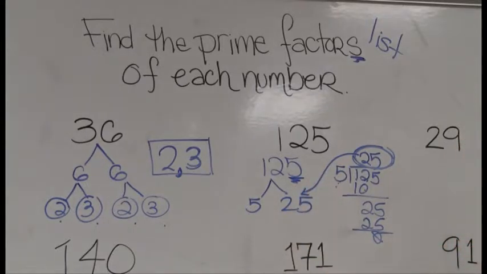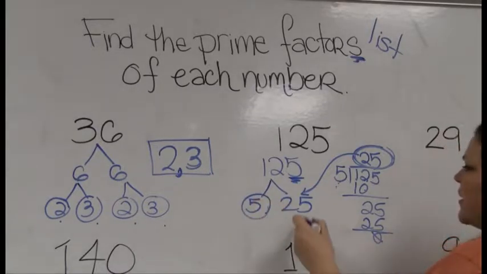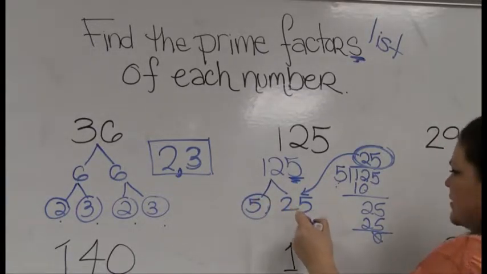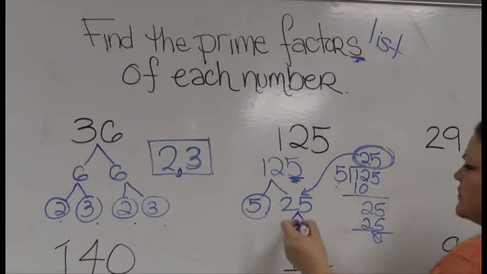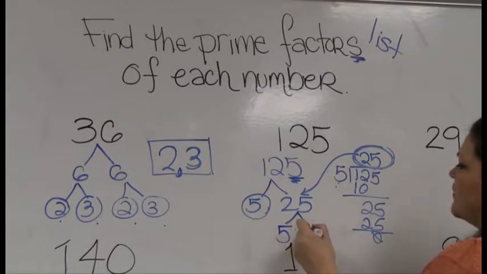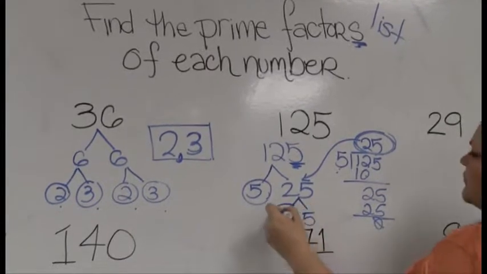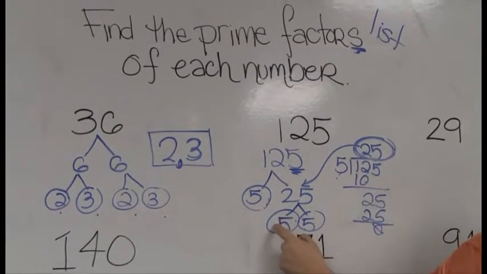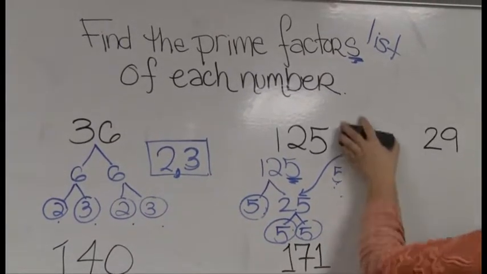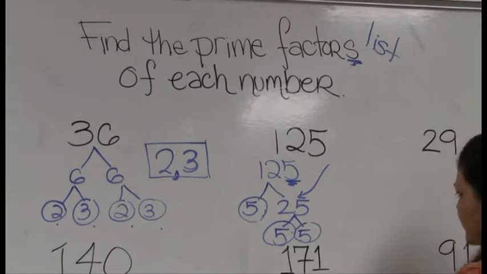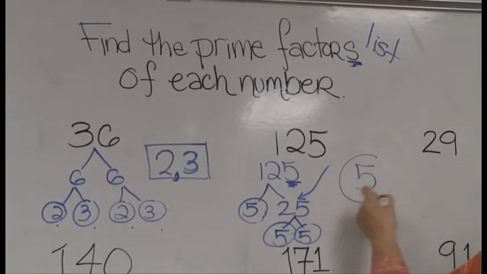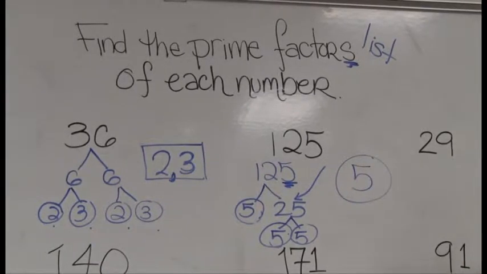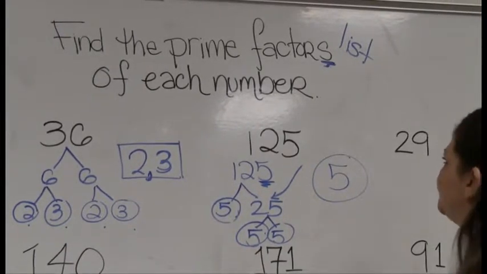Okay? Now, 5 is a prime. I can stop there. But 25 is not. It contains additional 5s in it. In fact, 25 is equal to 5 times 5. See that? And so what have I learned here? I've learned that the only prime factor contained inside 125 is 5. So if I were going to list the prime factors, my answer would just be 5. No need to put 5, 5, 5, guys. That's redundant, okay?